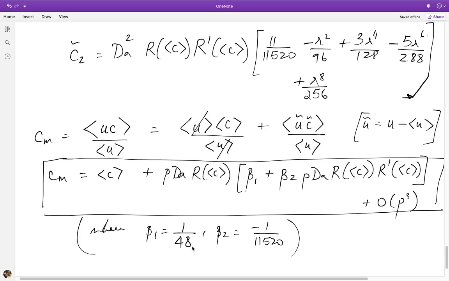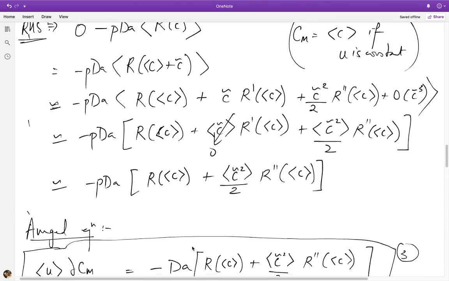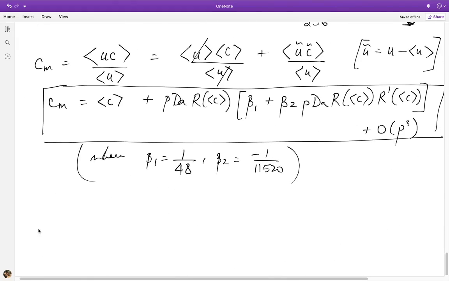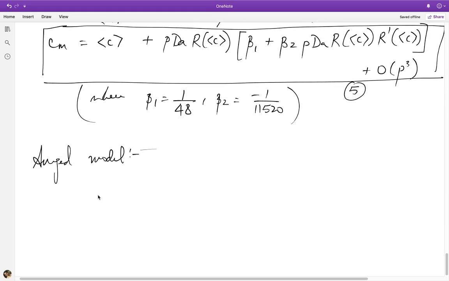Okay, so to obtain the corrected average model, I go back to the averaged equation which I had here, 3. I now know that the Cm can be related to the cross-section average C bar, but C tilde square I can replace using my perturbation solution, evaluate this average and see what I obtain. So then the final averaged model, let me call this equation 5, looks like this.